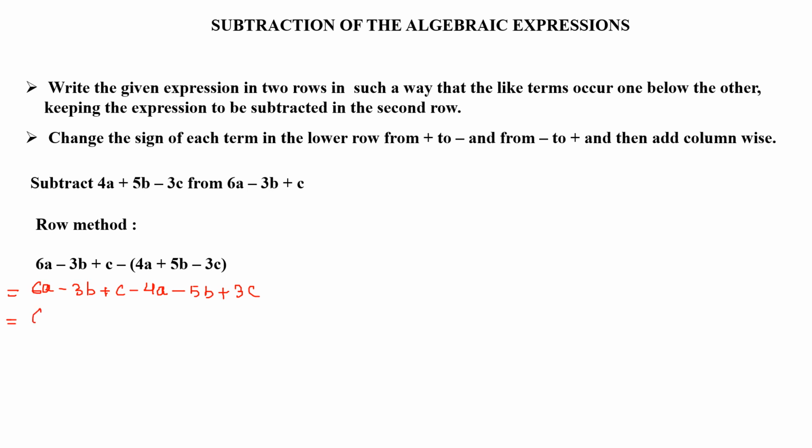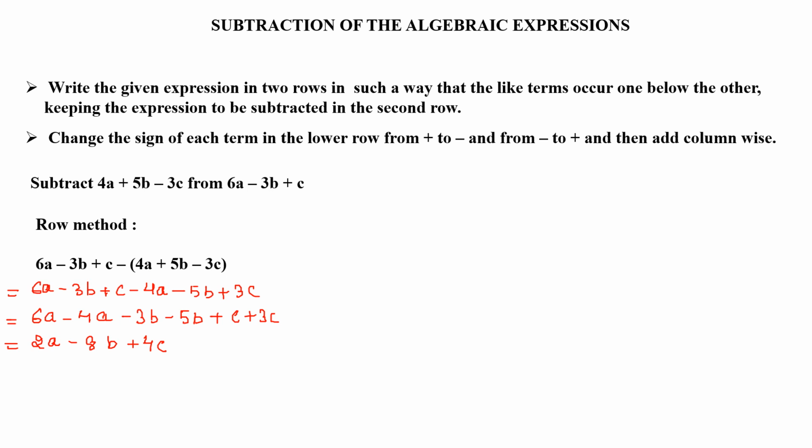Now you have to group the like terms. So 6a minus 4a, then minus 3b minus 5b, and then plus c plus 3c. So subtract it now. 6 minus 4 is 2. Minus 3 minus 5 will give me minus 8. And c plus 3c will give you plus 4c. So this is the final answer.